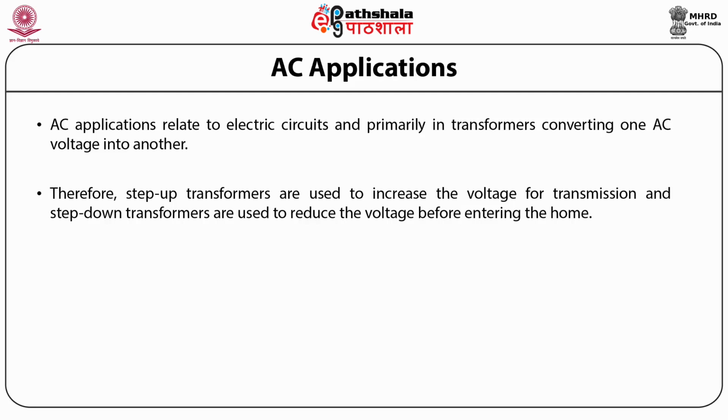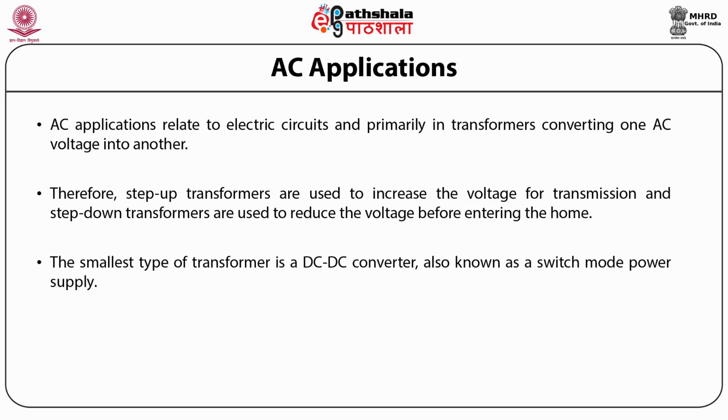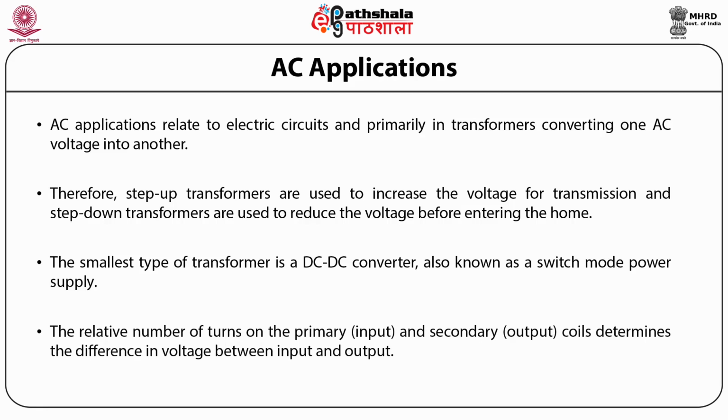The smallest type of transformer is a DC-DC converter, also known as a switch mode power supply. These are often mounted on a chip that can be put onto a circuit board. They take a DC voltage input, oscillate the voltage to an AC signal, which then goes through a coil around a toroidal core. A pickup coil picks up the signal from the core and rectifies it to the output voltage. The relative number of turns on the primary and secondary coils determines the difference in voltage between input and output.